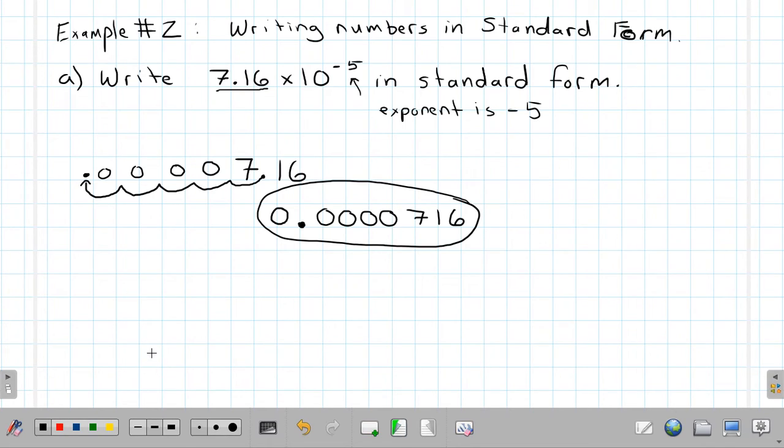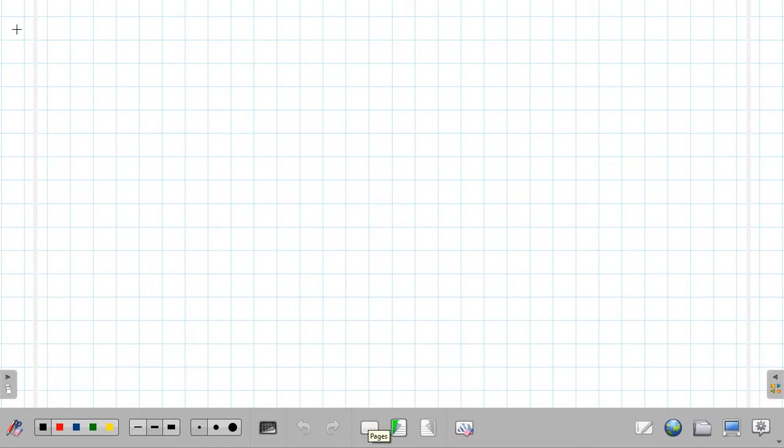Okay, so let's go ahead and look at part B. In this case, they want you to write 4.3 times 10 to the 4th in standard form.